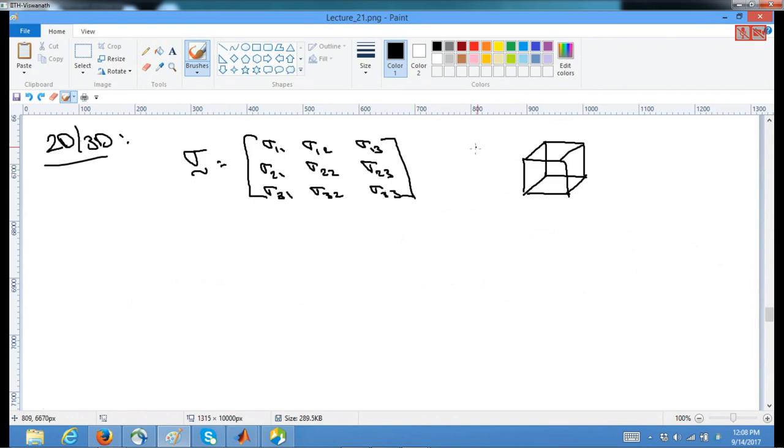Now let's assume this is x, y, and z, or alternatively 1, 2, or 3 directions, whichever is comfortable for you. So this is nothing but sigma equals sigma ij ei plus ej.